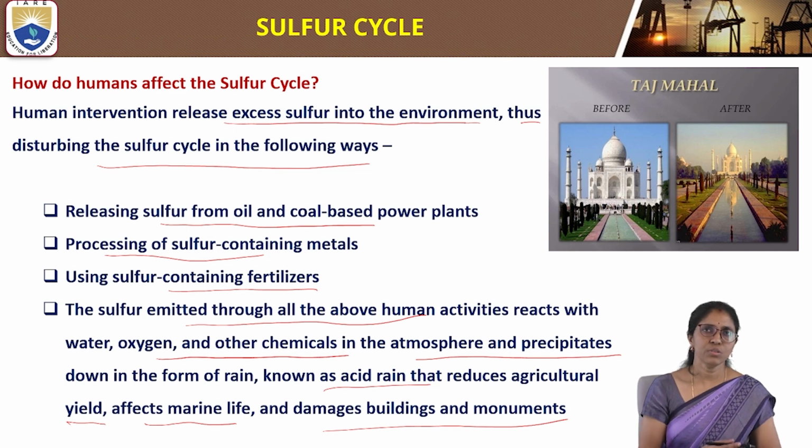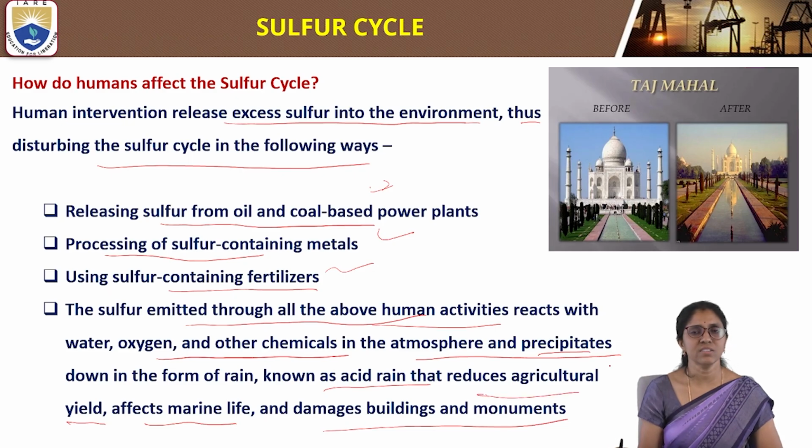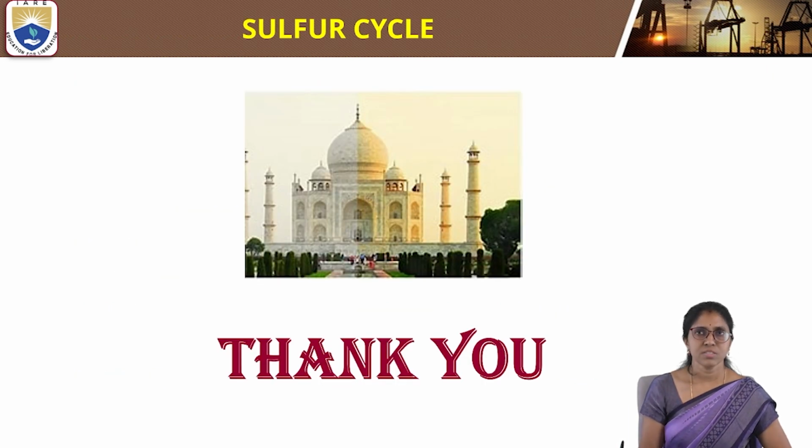So how do humans affect the sulfur cycle? Human beings produce sulfur in various processes. It is released from oil and coal based power plants, processing of sulfur containing metals, and using sulfur containing fertilizers. This sulfur reacts with the water, oxygen, and other chemicals present in the atmosphere, and precipitates down in the form of rain, which is nothing but acid rain. The acid rain reduces the agriculture yield, affects marine life, and damages buildings and monuments. So this is about the sulfur cycle.